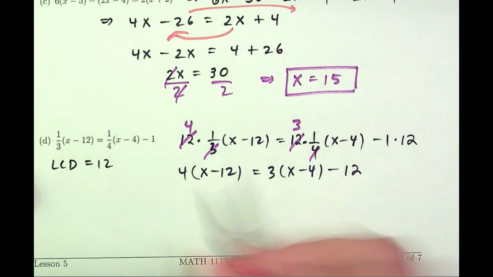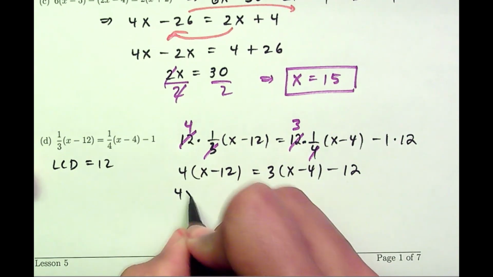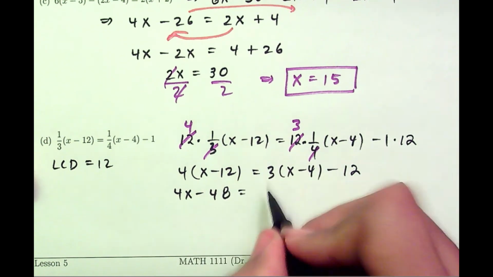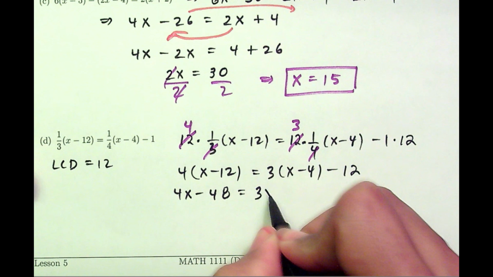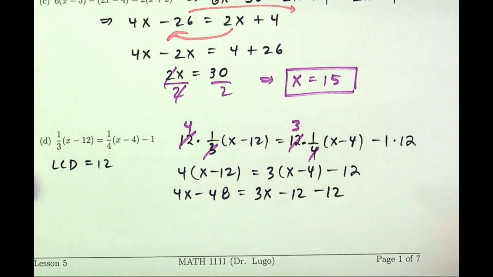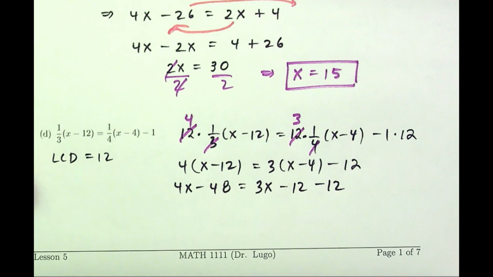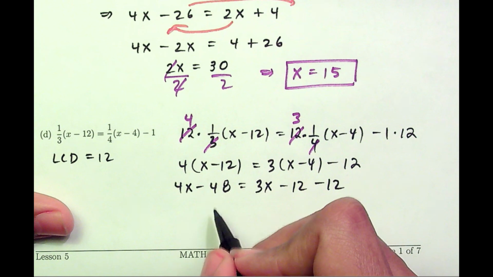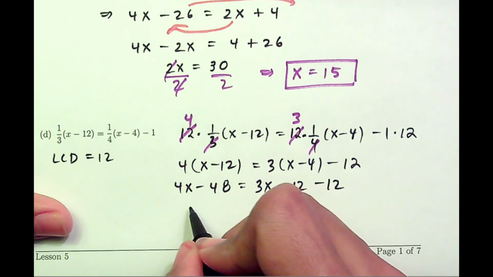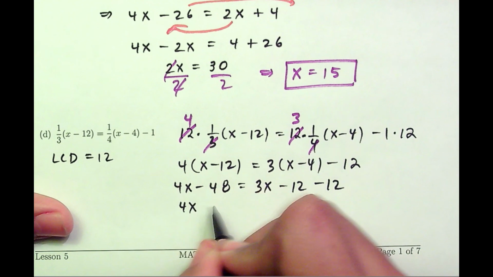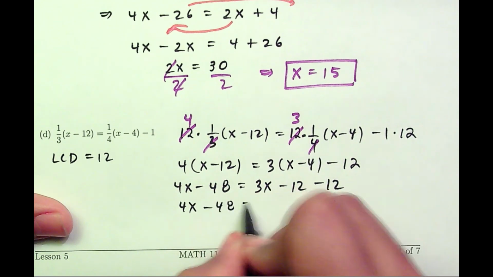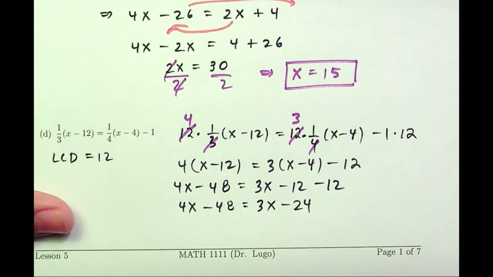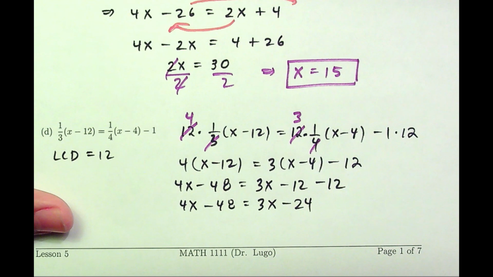All right, now let's proceed as above. So now distribute this. So this is 4x minus 48. 4 times 12 is 48. And then distribute in here, this is 3x minus 12, minus 12. So then this is going to be 4x minus 48, and then simplifying this side a little bit, that's 3x minus 24. Negative 12 and negative 12 is negative 24.